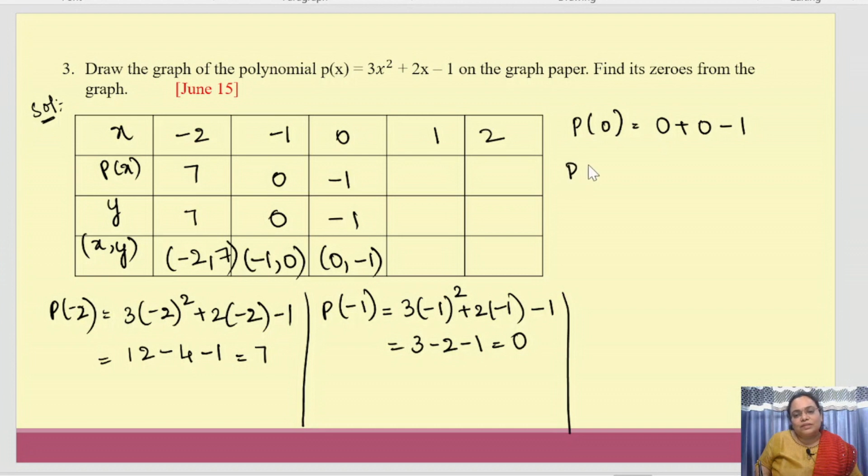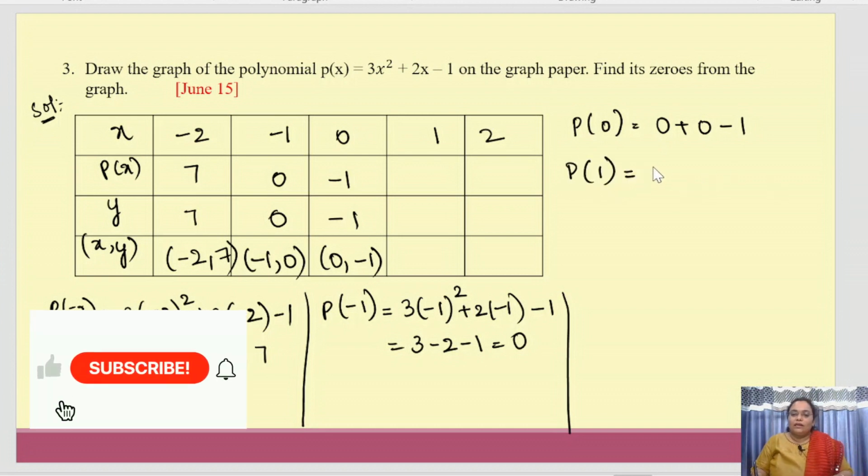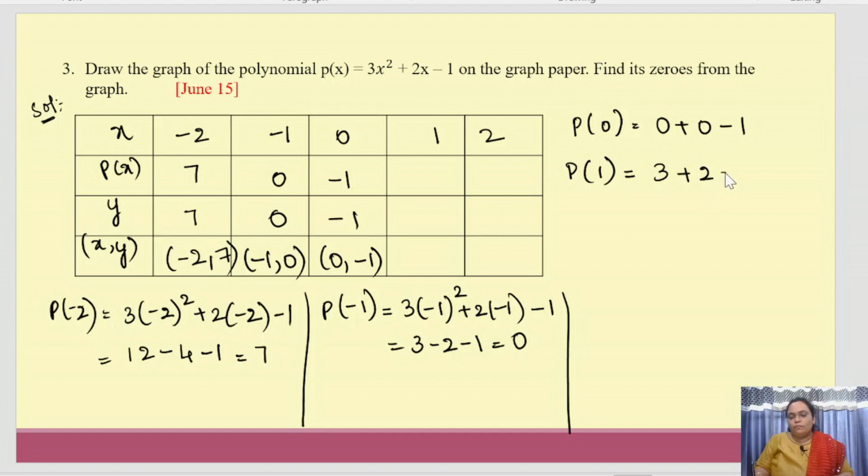So if you substitute x is equal to 1, you will get 3 of 1 square is 3 plus 2x is 2 minus 1, which is 4. So you will get P of x is 4. The coordinates are 1 comma 4.